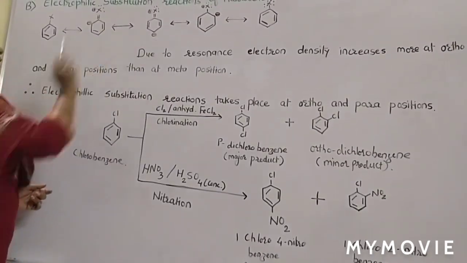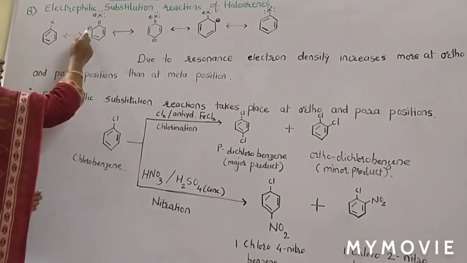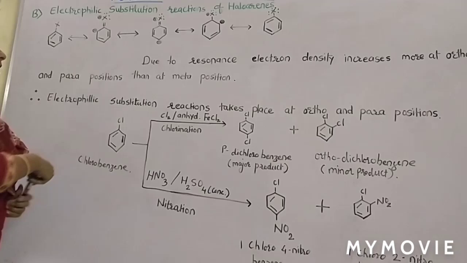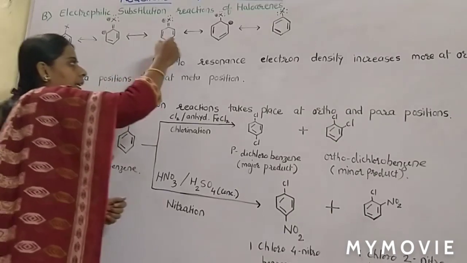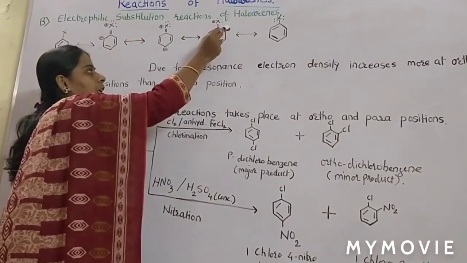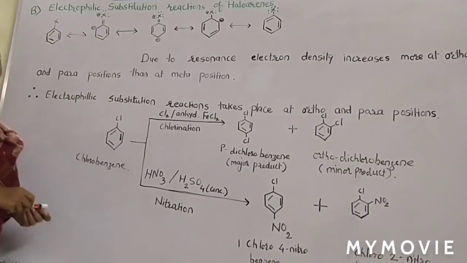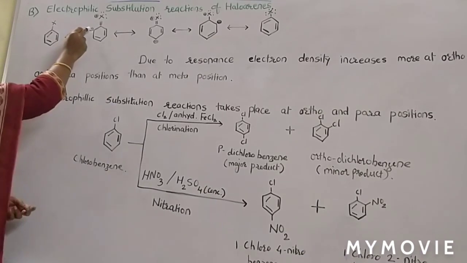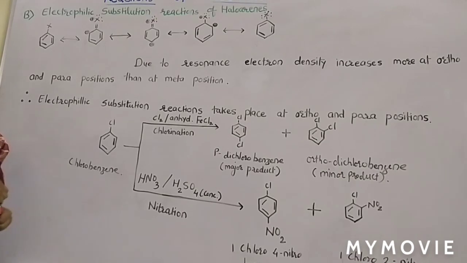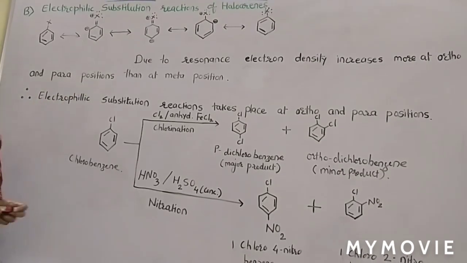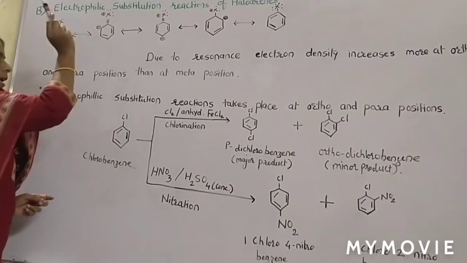From these structures you can observe that here the electron density is very high at the ortho position. After the rotation the charge comes here, so electron density is very high at the para position. After the rotation again, in the next structure, electron density increases again at the ortho position. So from all these resonance structures we can observe that the electron density is very high at the ortho and para positions compared to the meta position. So electrophilic substitution reaction takes place only at ortho and para positions. This is our ortho and this is our para position.